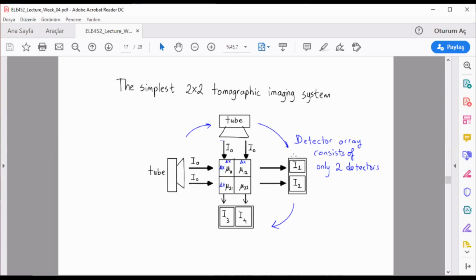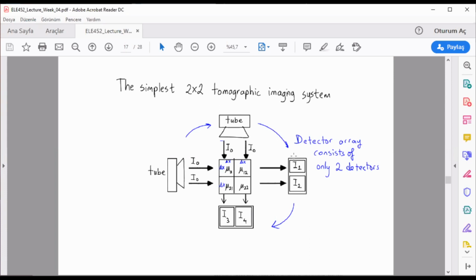For example, think of a very simple image, 2 by 2 pixels, 4 unknowns at the center. Consider that's our object. Our object is circular. We have 4 unknowns to determine. So we send the X-ray from the tube to the detector from the left side to the right side. We obtain 2 intensity values, I1 and I2. So we have 2 equations, but we have 4 unknowns.